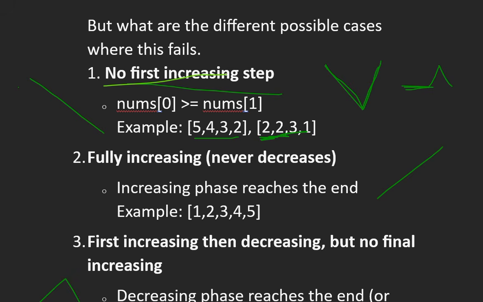So the first case is no first increasing step, right? Then what can be the second case? If the array is fully increasing, then also it will fail, because we need increasing, then decreasing, and then again increasing. This is what we need. But if it is fully increasing, then it will fail.